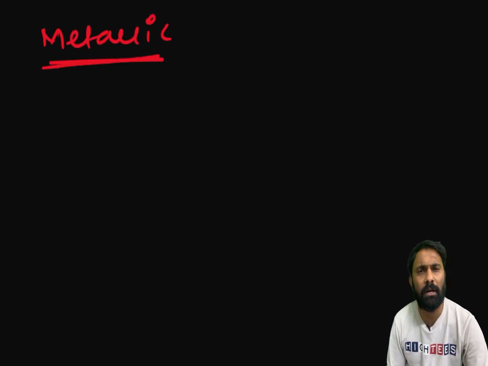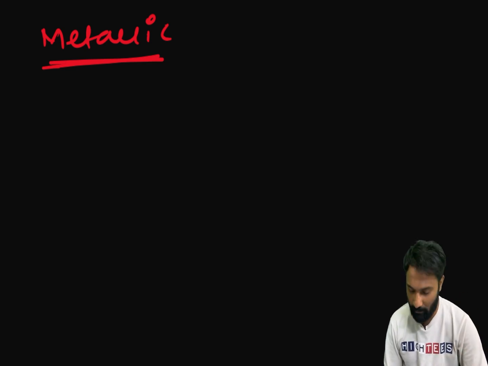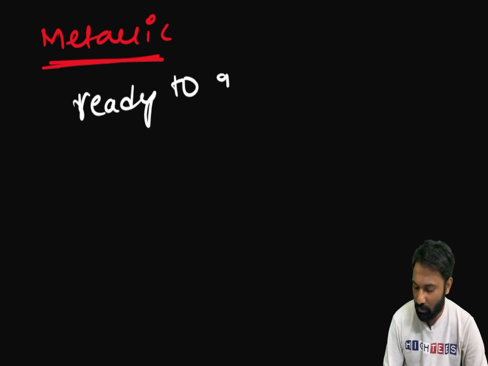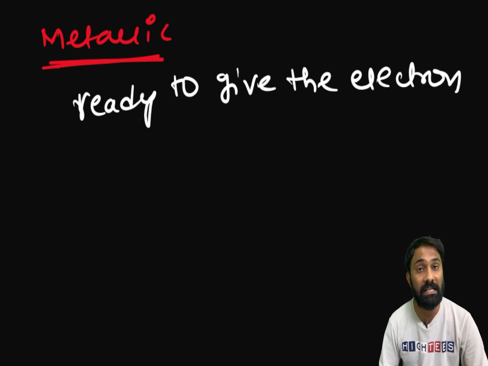So what is a metallic character? Metals. Group 1 and group 2 elements are the metals, we used to say. For any element to behave as a metal, what tendency should it have? First, to behave as a metal, it should be ready to give the electron, ready to give the electron. If any element or atom has the tendency to give electrons, it will behave as a metal.